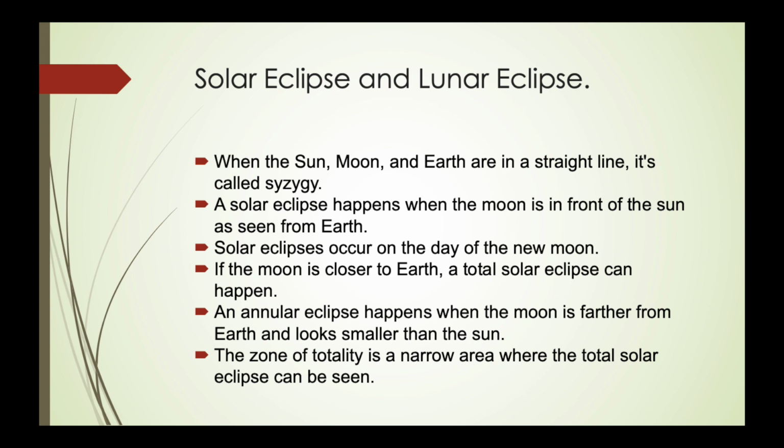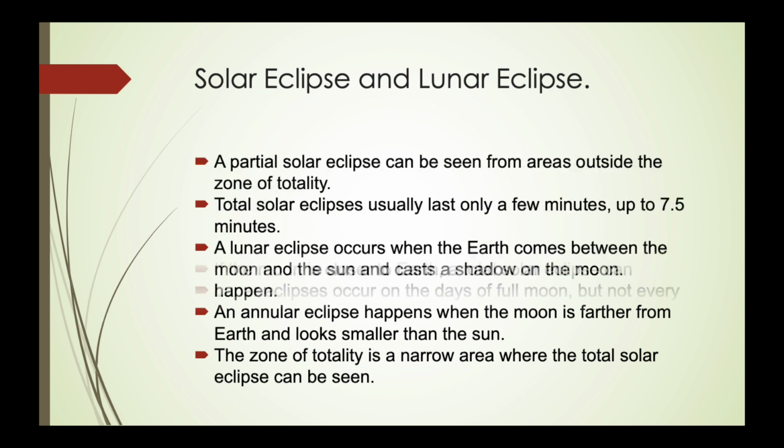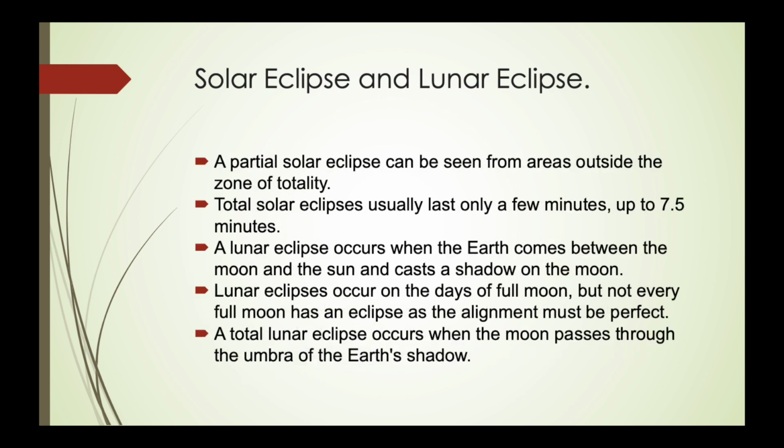If the Moon is closer to Earth, a total solar eclipse can happen. An annular eclipse happens when the Moon is farther from Earth and looks smaller than the Sun. The zone of totality is a narrow area where the total solar eclipse can be seen. A partial solar eclipse can be seen from areas outside the zone of totality. Total solar eclipses usually last only a few minutes, up to 7.5 minutes.